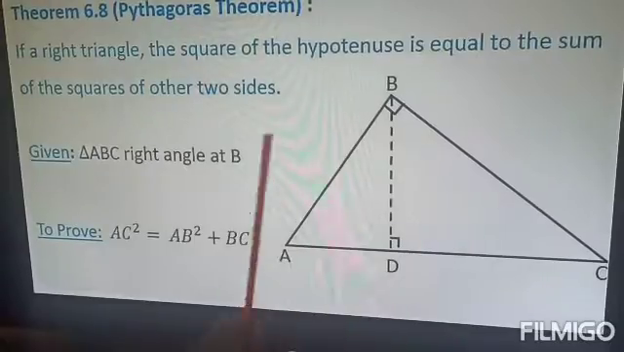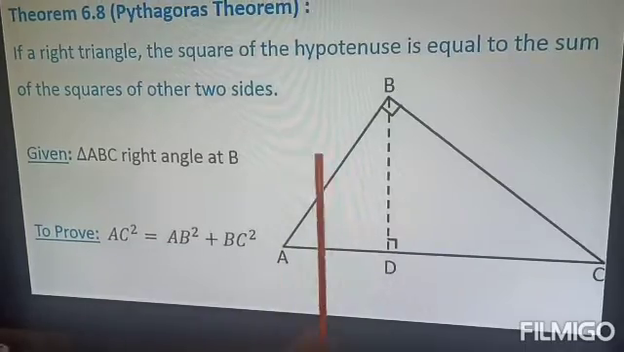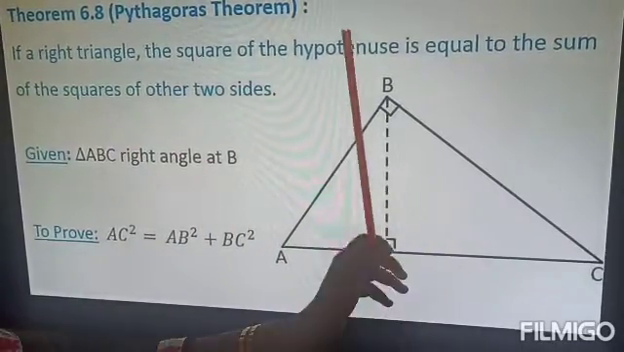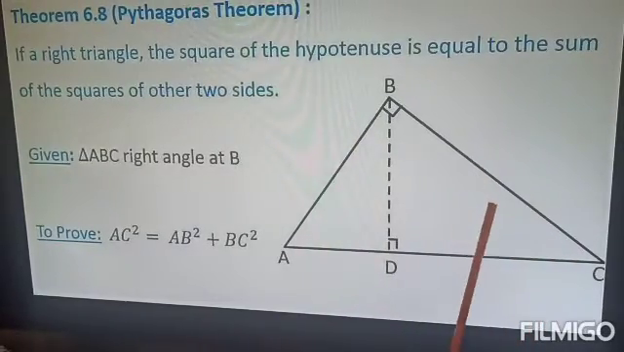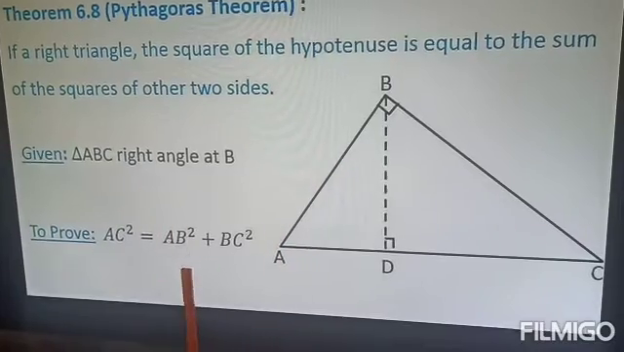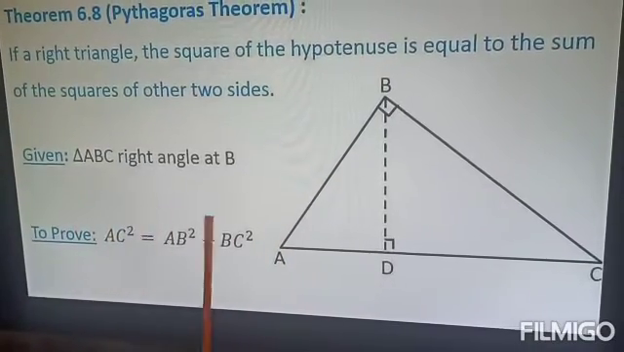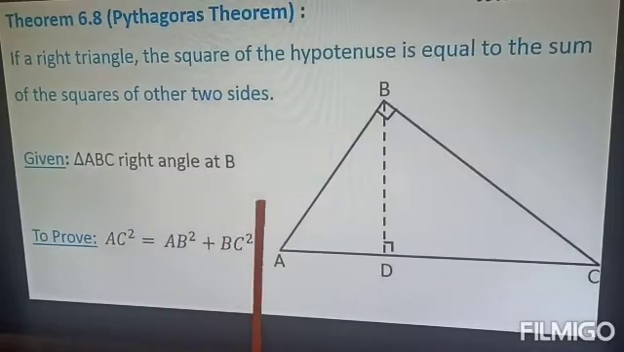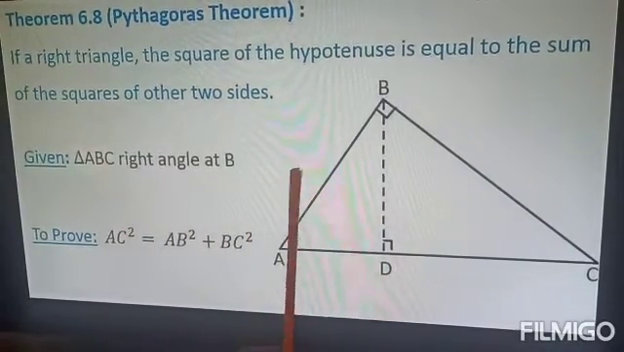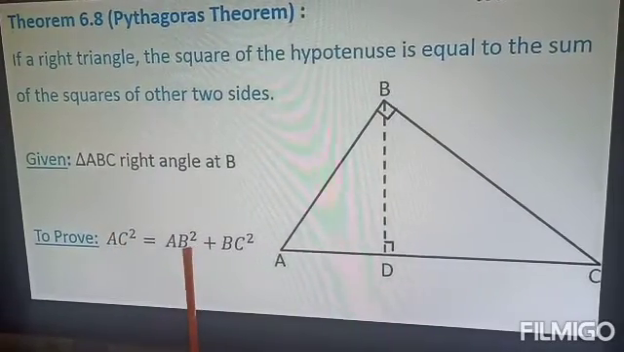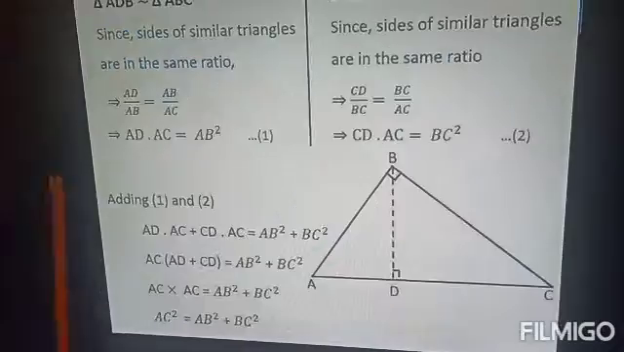With the given triangle ABC, I have to take ADB once. Then I have to take the triangle BDC once. Like that, 2 times I have to take 2 triangles. By proving that, we will get 1 equation each. Then by adding those 2 equations, we will get this proof. Okay.